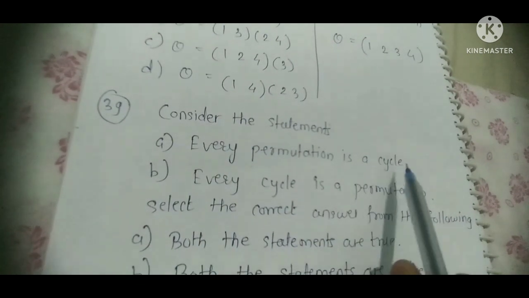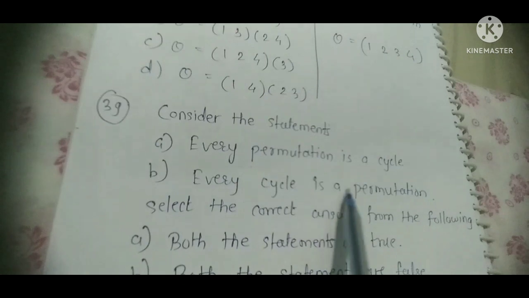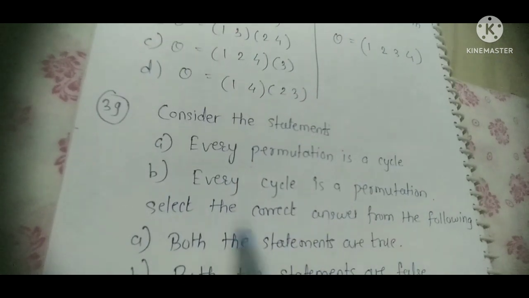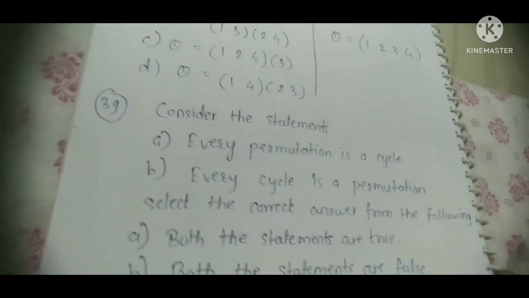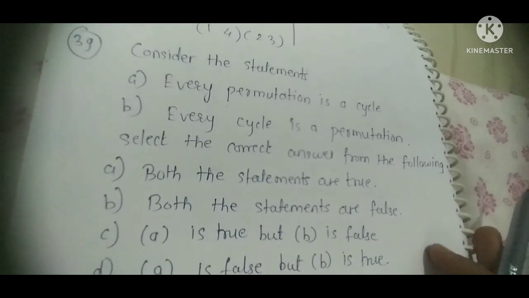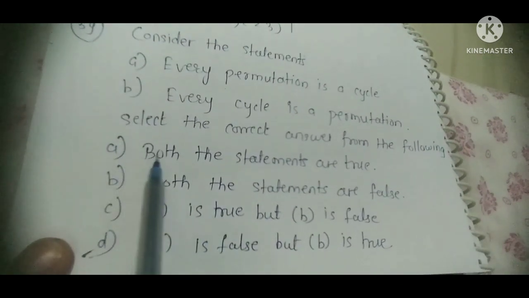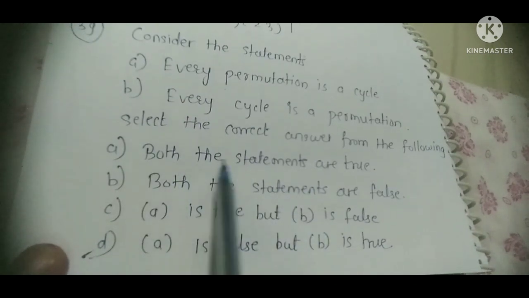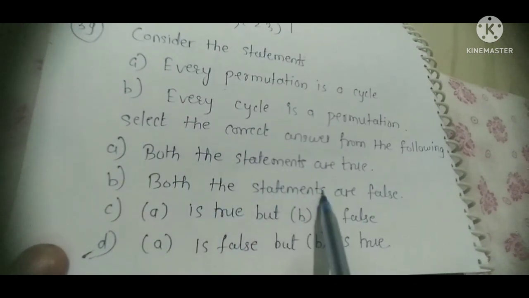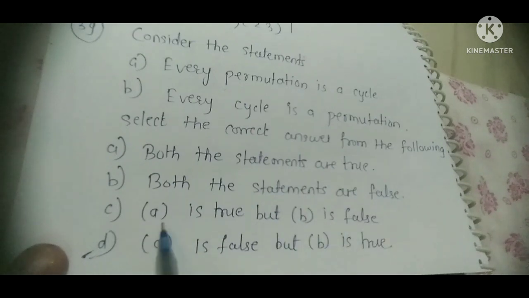Consider the statements. A: Every permutation is a cycle. B: Every cycle is a permutation. Select the correct answer from the following. Tell me which one is correct. This is an example from our book. Both statements are true. Both statements are false. A is true but B is false. A is false but B is true.